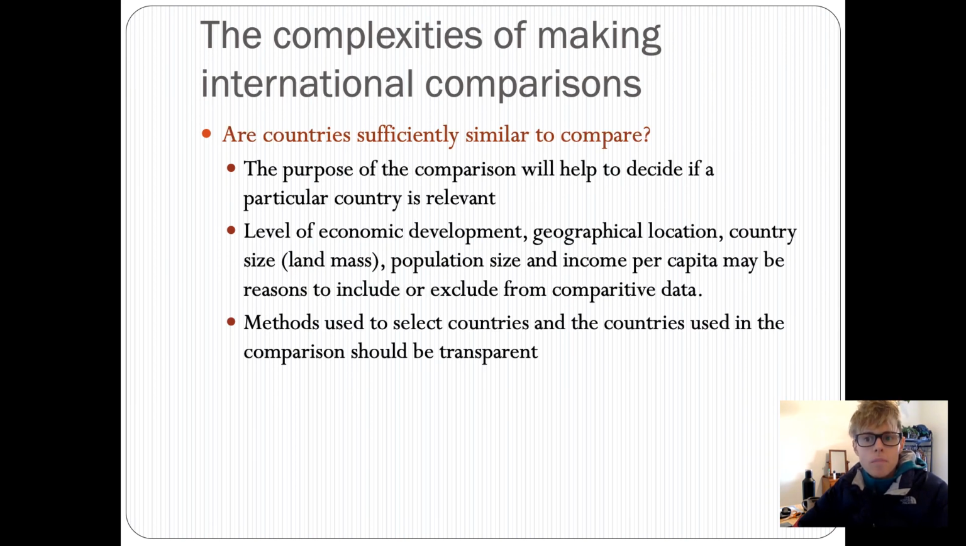So the key take-home message is really this. Are countries sufficiently similar to compare? Are the practices of data collection, the quality of data, the sample population, and the time period convergent? These are the kinds of questions you need to ask when analysing international data on health and health systems across and between countries.